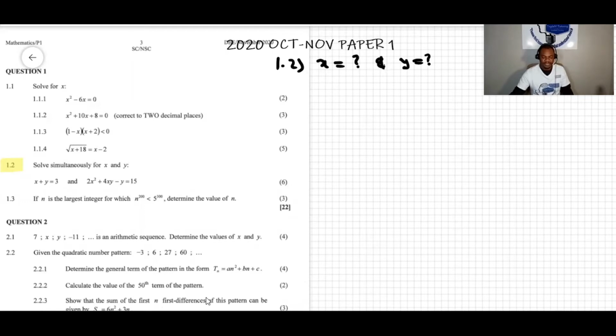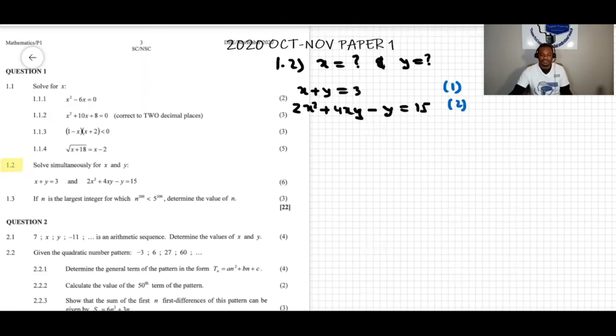Okay. Then equation 1, the first equation, is given by x plus y equals 3. And the other equation is given by 2x squared plus 4xy minus y equals 15. Okay. So I prefer to label my equations. I call it equation 1 and then equation 2.